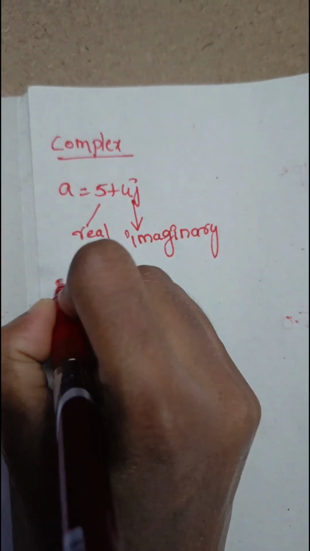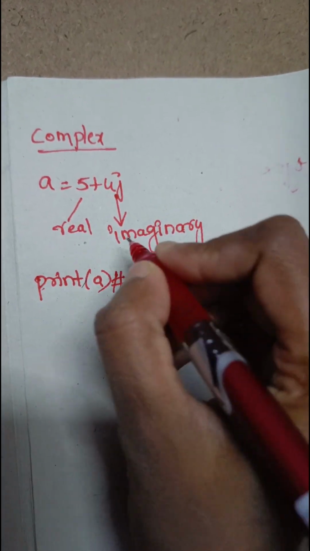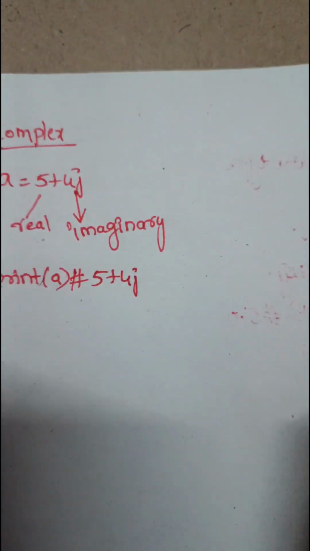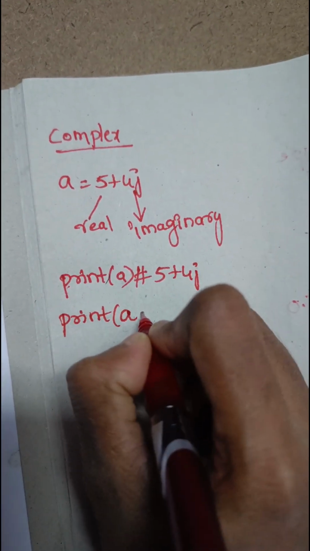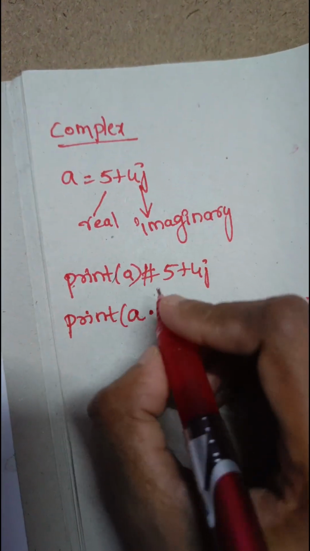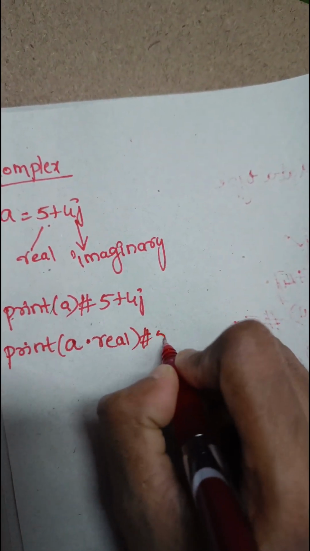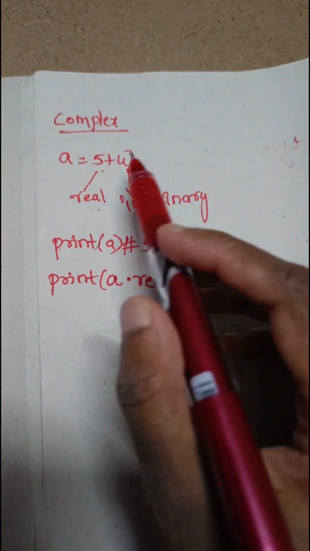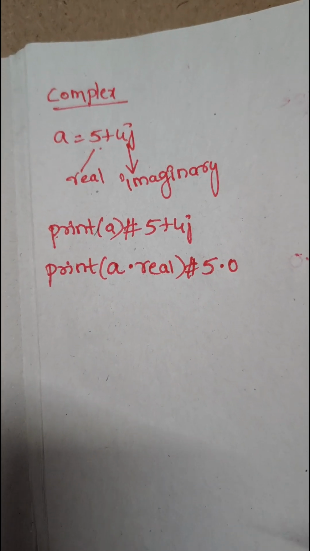Okay. So now see here, if you write print of A, you will be getting 5 plus 4J in your output. For suppose if you write print of variable dot, what is the name of the variable? A, right? This A is only storing the value, so then we'll write A dot real. So this 5 is the real part, right? So you will be getting 5.0 in your output, because A dot real means whatever the real part which is there, that real part will be displayed in the output as a float value only.